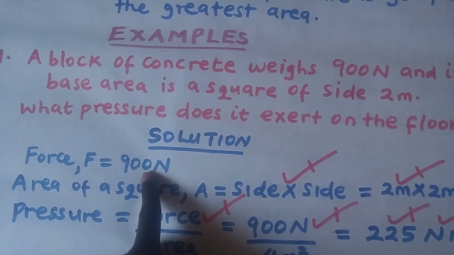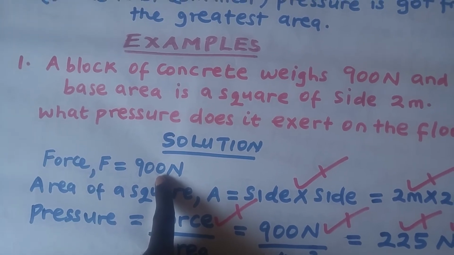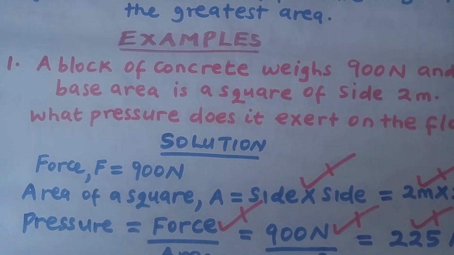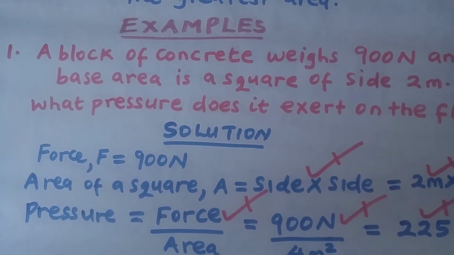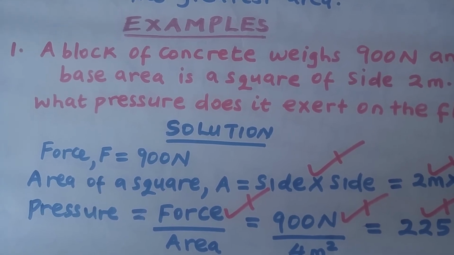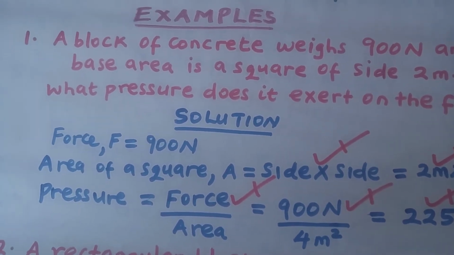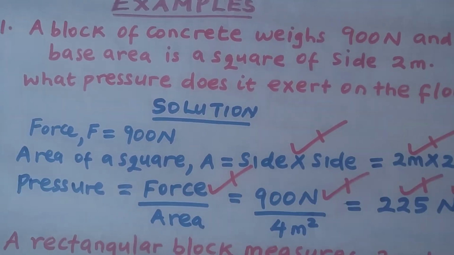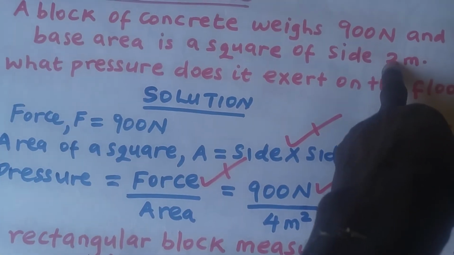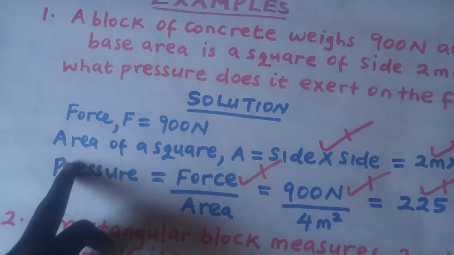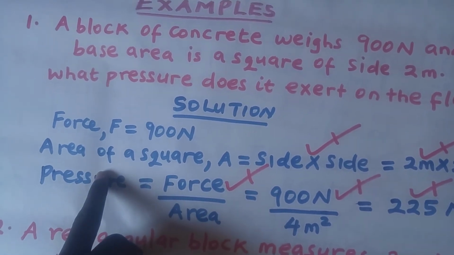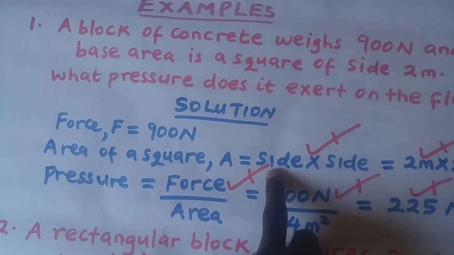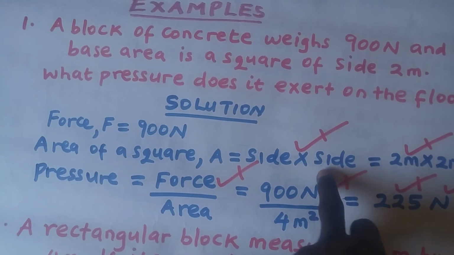Now, we are told the base area of that concrete is a square. So the concrete block does not look like a rectangle, does not look like a triangle, but it looks like a square. And we all know that a square has sides which are equal. So the concrete block looks like what? A square. And each side is 2 meters. So we shall say our area, since the concrete block looks like a square, how do you get the area of a square? Area of a square, you get it from side times side.